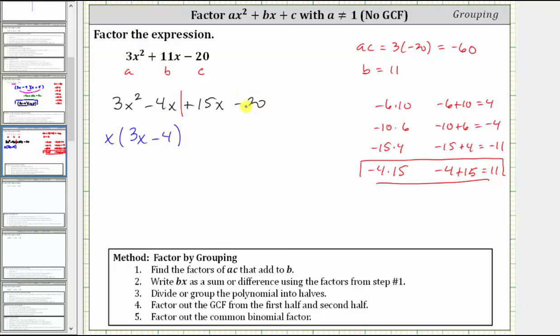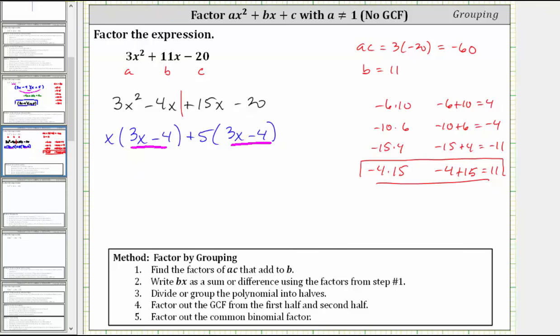The greatest common factor is 5. Because we factor out a positive 5, we write plus 5. And then if we factor out 5 from 15x minus 20, we're left with 3x minus 4. Remember, when using the method of factor by grouping, these products should always have a common polynomial factor, which in this case we can see is 3x minus 4. So the last step is to factor out the common binomial factor of 3x minus 4 from these two products.